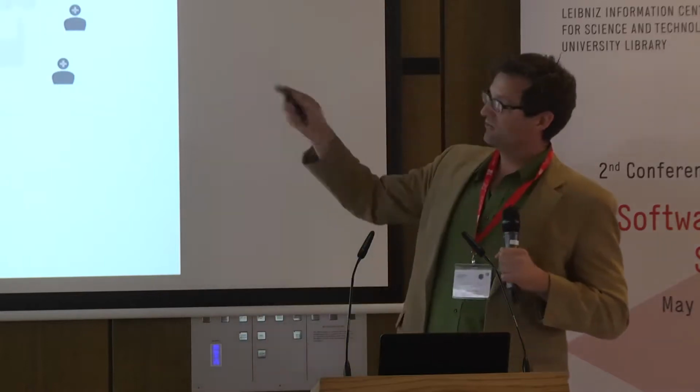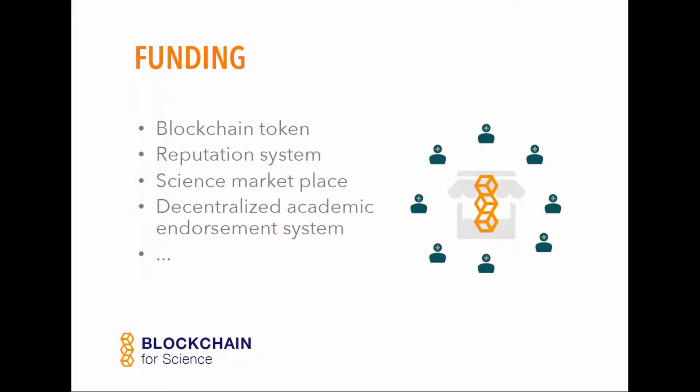And then we have very weird new ideas out there. They are far out, you know. We have research blockchain tokens that can be used, new reputation systems that can be decentralized, like a science marketplace. You can compete for who will do the analysis and so on. And a decentralized academic endorsement system. So think of an impact factor in a decentralized way. Nobody can manipulate it, stop it, and so on.